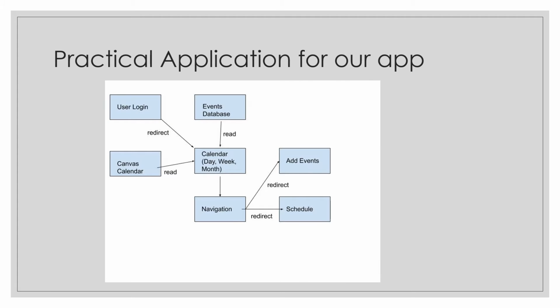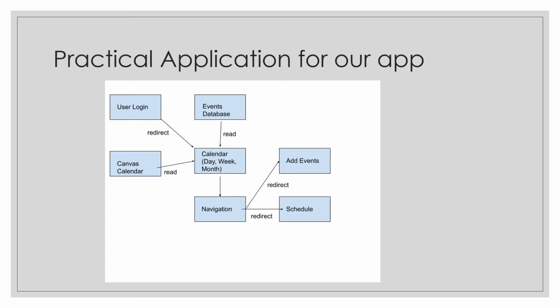Alright, so how could we use this in our own application? Using a fairly simple example, we can apply the UML component diagram to our application. I just made this small example here. In this example, we can see that we have a user login component, which once verified will be redirected to the calendar view, and the calendar will read the events from the events database and the events from the Canvas API, and it'll display those events on the corresponding dates.